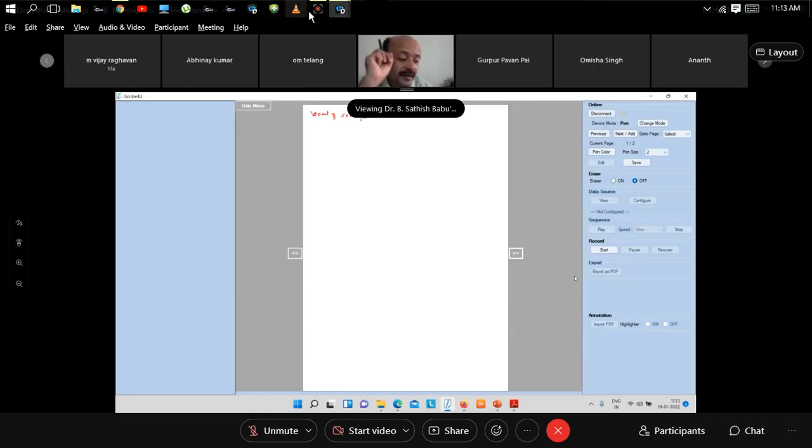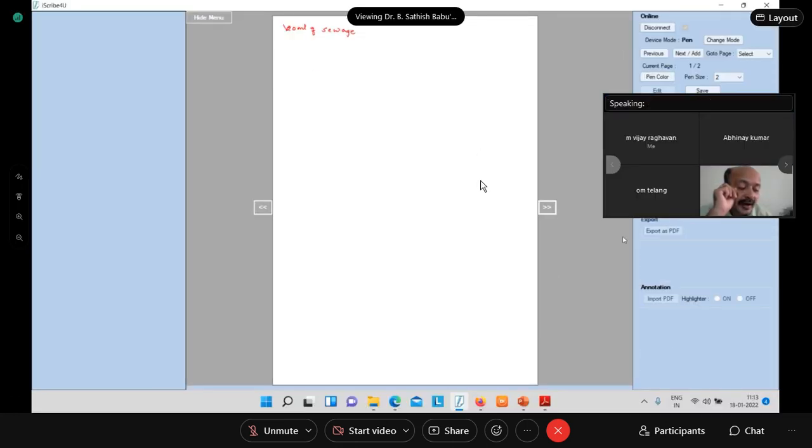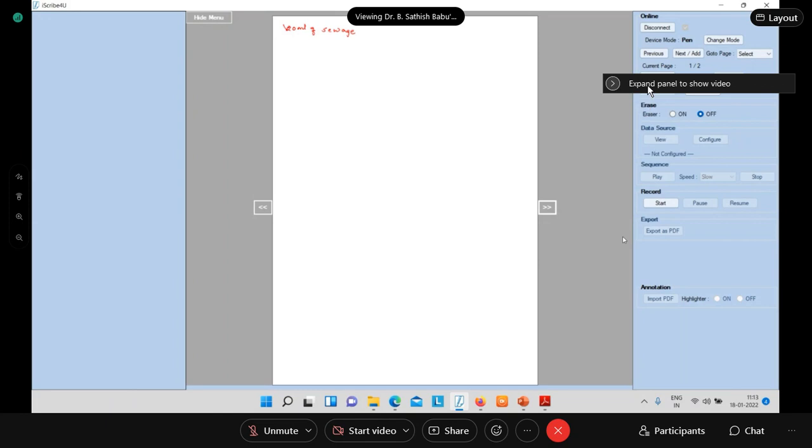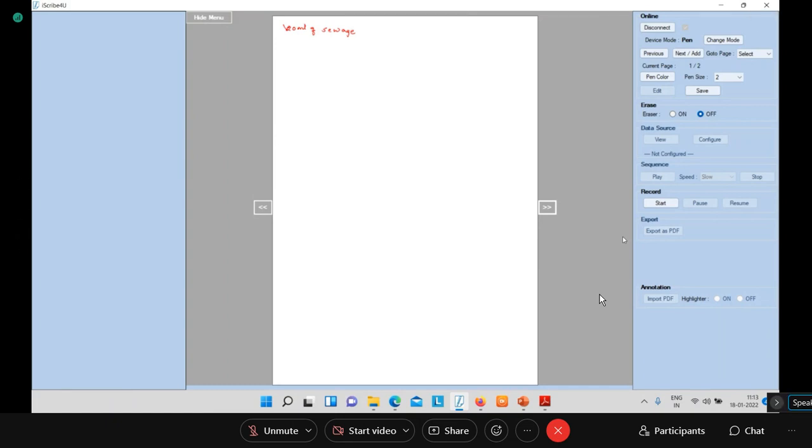Second sample was incubated for 5 days, and in DO determination 200 cm cube solution was required 2.2 cm cube of N by 40 sodium thiosulfate. Calculate BOD. Okay, I'll read out once again.